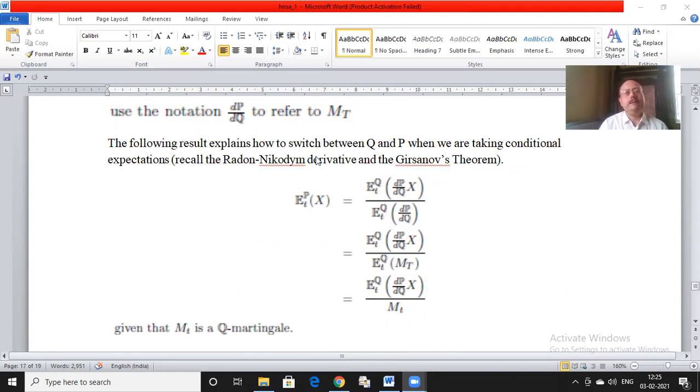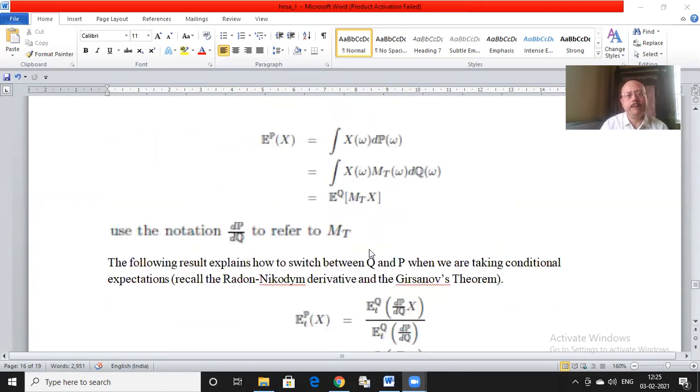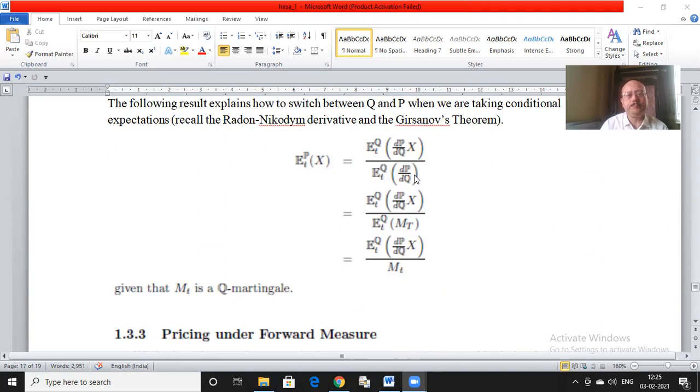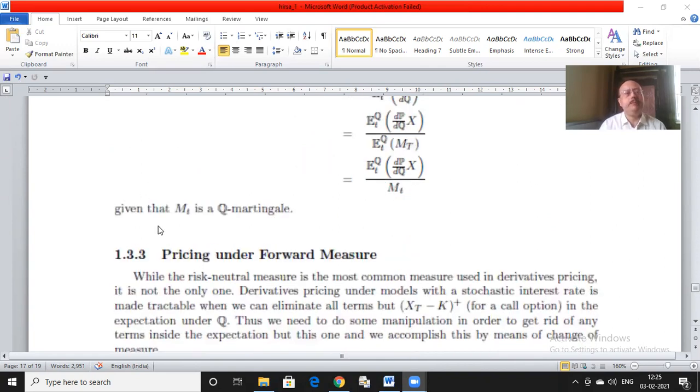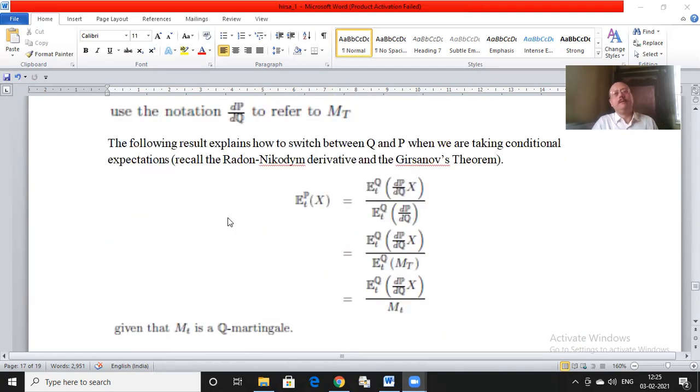What does it give us? This is the result that explains how to switch between Q and P when we are taking conditional expectations. Suppose we are interested in the time t expectation of X under probability P. Then I can write it in this form, introducing this dP/dQ both in the numerator and in the denominator, using the fact that the expectation of this is 1. I can always divide anything by 1, no problem. So this expectation will be the same as this Q expectation divided by M_t, given that M_T is a Q martingale. This is something that we will be using all the time.